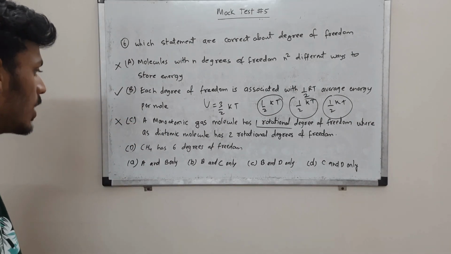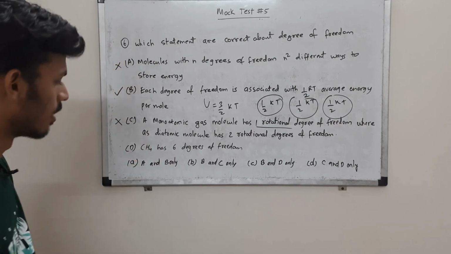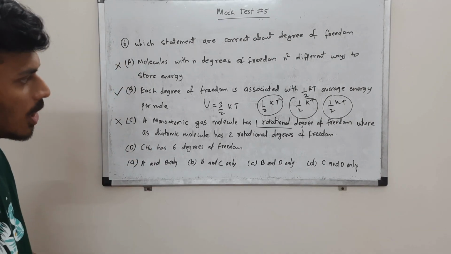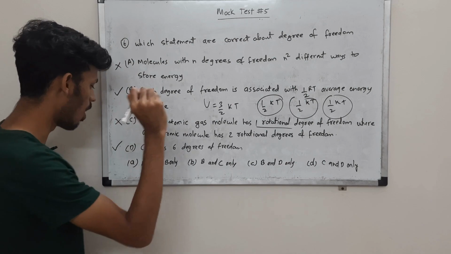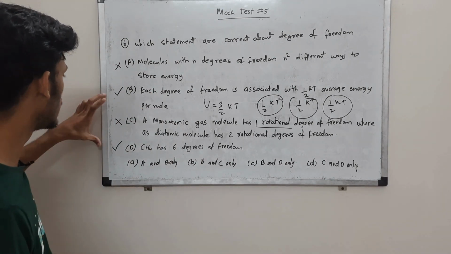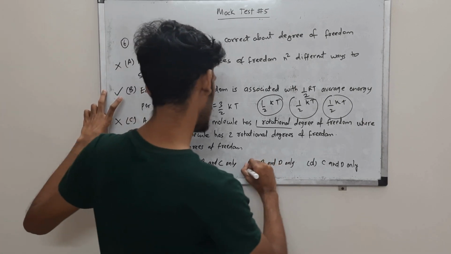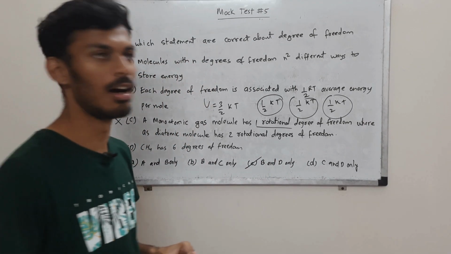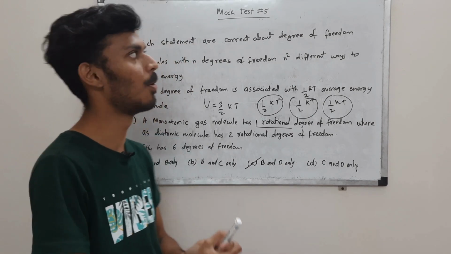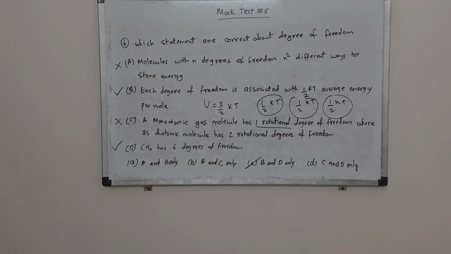Now CH4 has 6 degrees of freedom. If you see, CH4, polyatomic molecules, have 6 degrees of freedom. Option D is also correct. Statement D is correct, which means B and D are correct. B and D only, which is option C. B and D only are the correct statements about degree of freedom. So that's from this question. Over to the next question.